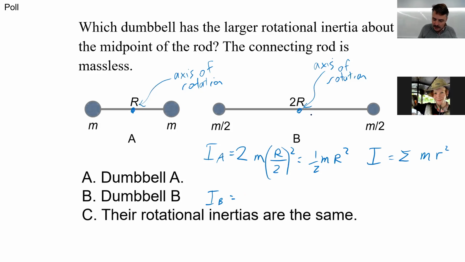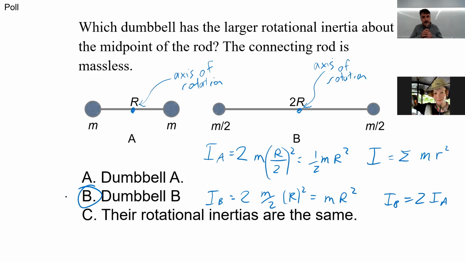And then I_B, again, it's going to be 2 of them. M over 2 is their mass times their distance from the axis, which is r, all squared. And so you got 2 over 2. This is just m times r squared. So I_B is actually twice as much as I_A. So very good. Let's do a couple more examples before we move on.